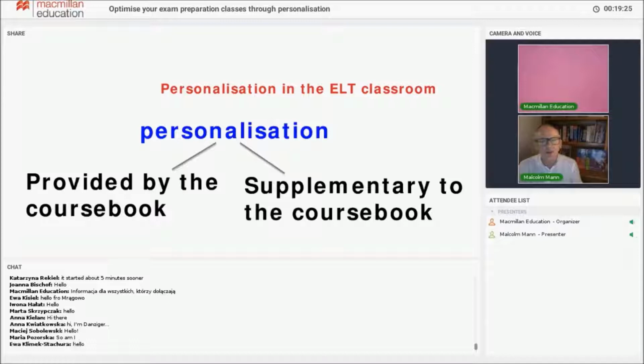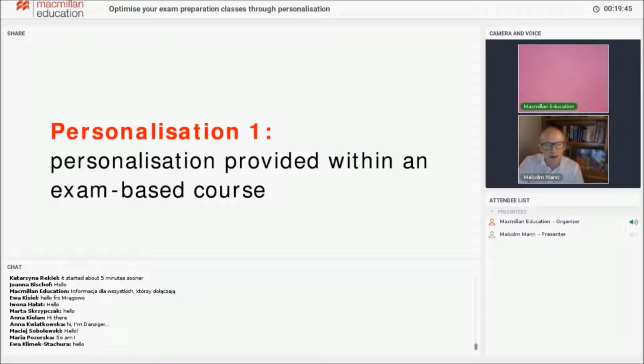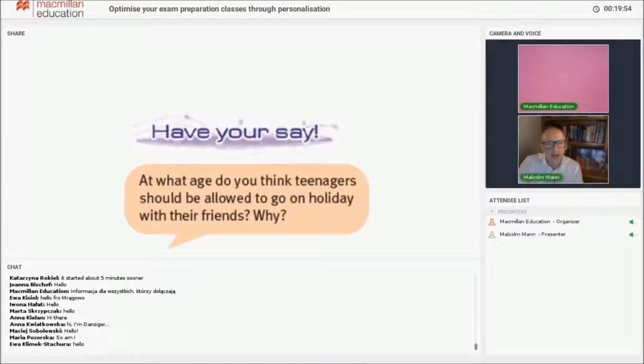There's personalization that's provided by the materials, by the course book, by the materials produced by the publisher. And there's personalization that's supplementary to that, that's produced by the teacher themselves. And I want to look at both types of personalization in this session. So let's start by looking at the first type, personalization provided within an exam-based course.